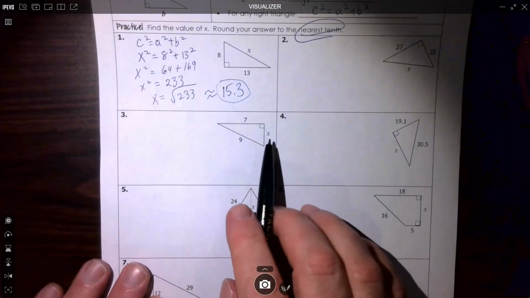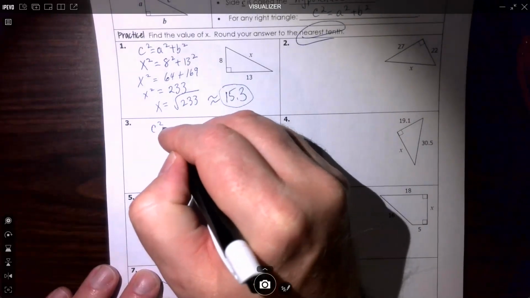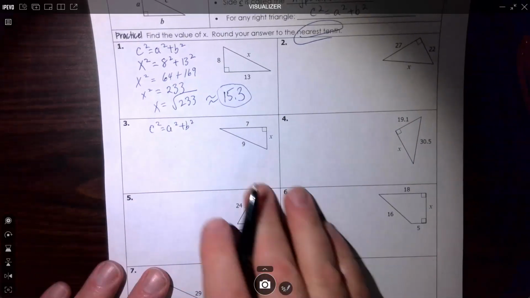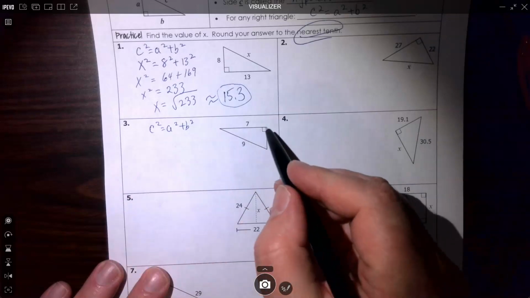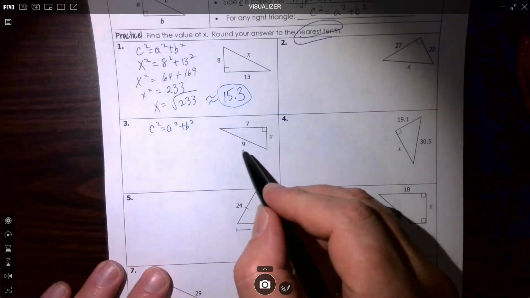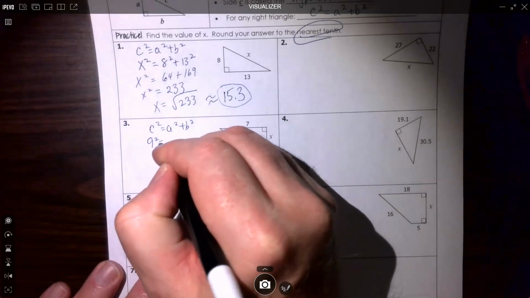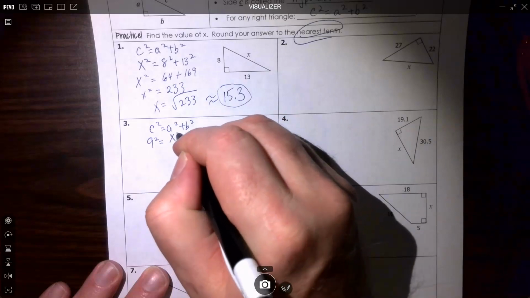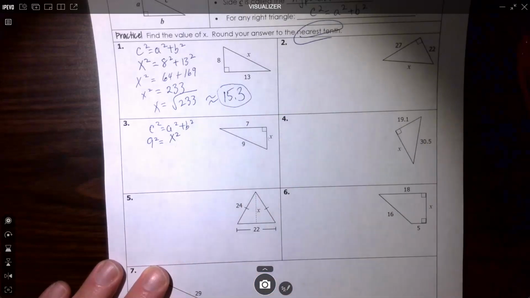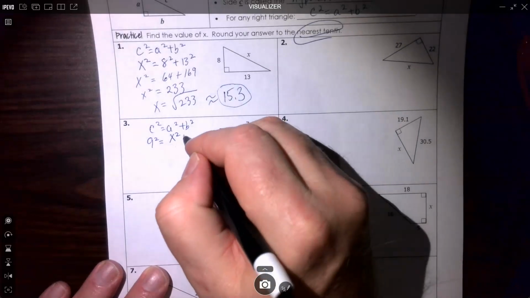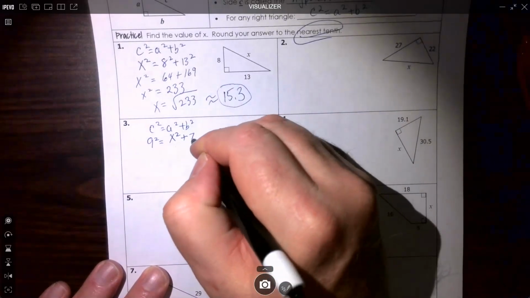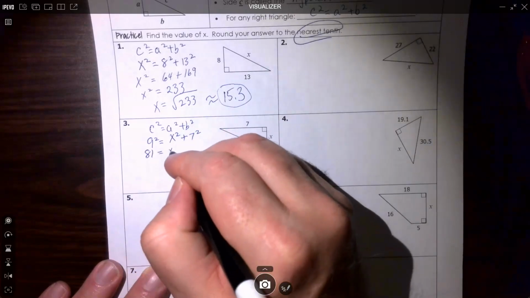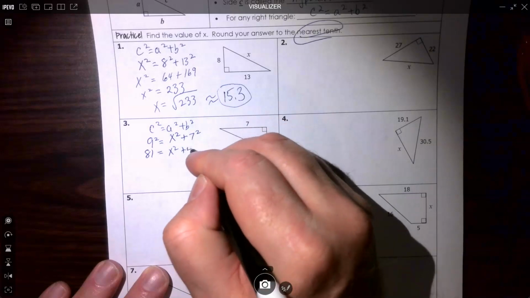Now I'm looking for a side this time, so again I'm going to do C squared equals A squared plus B squared. It's a little bit more work, but still plugging in correctly. Here's my right angle, so this must be C over here. So this is 9 squared equals, and I always put the variable I am looking for as A, because it makes sense to my brain. So x squared plus, and B is 7, so 7 squared. I've got 81, that's 9 squared, leave that alone, plus 7 squared, which is 49.